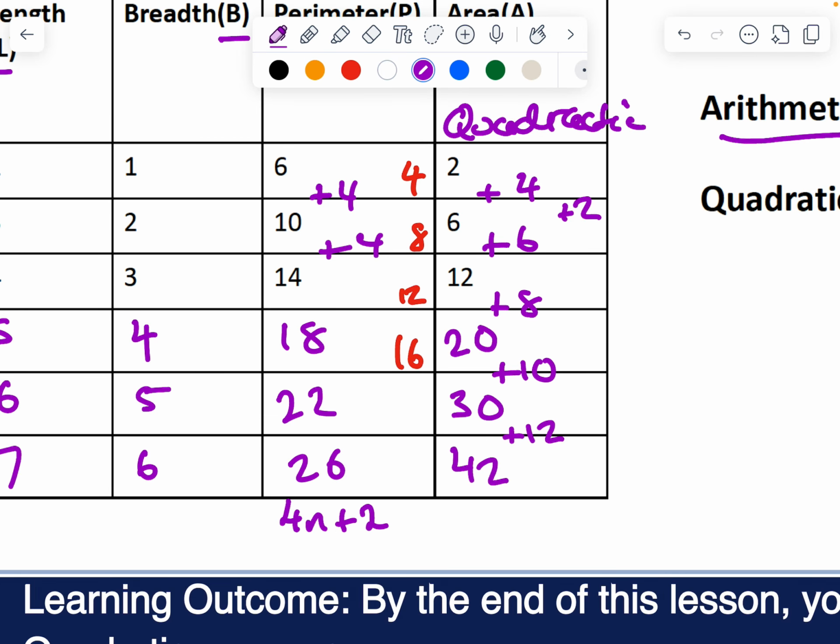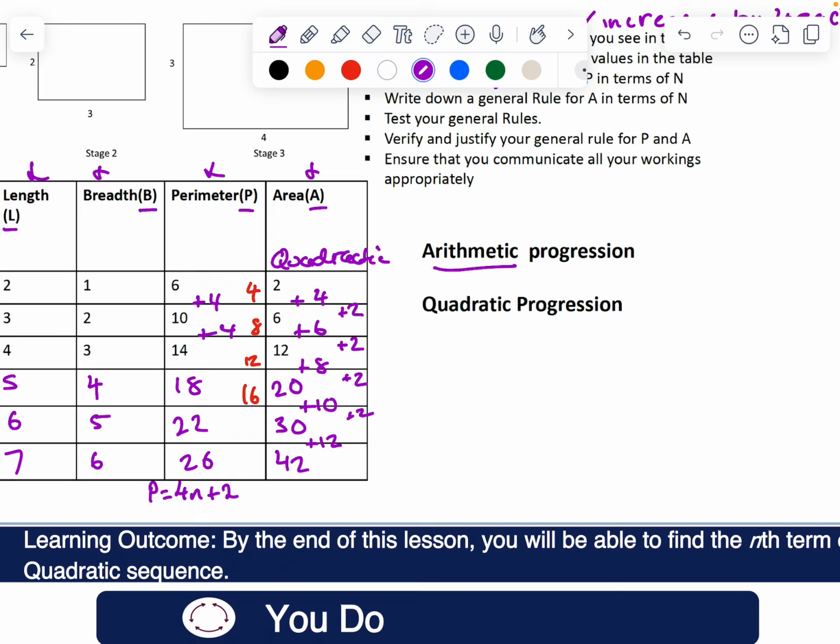Right, write down the, so that one's done. Write down the general rule for A in terms of n. So again, if we go up to this one, we can see it's a quadratic sequence. I'm going to need a little bit more space for this. Because the second difference is 2, I know that if I divide this by 2, it's n squared.